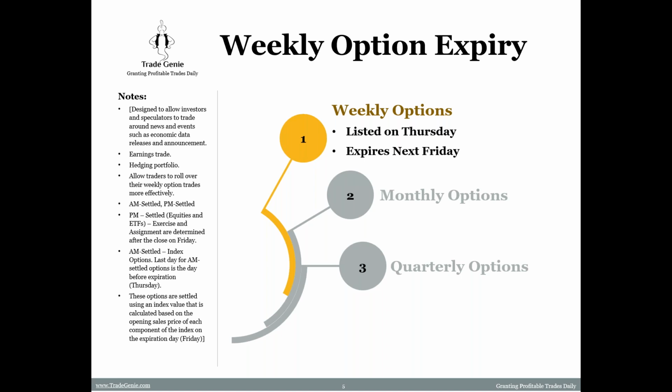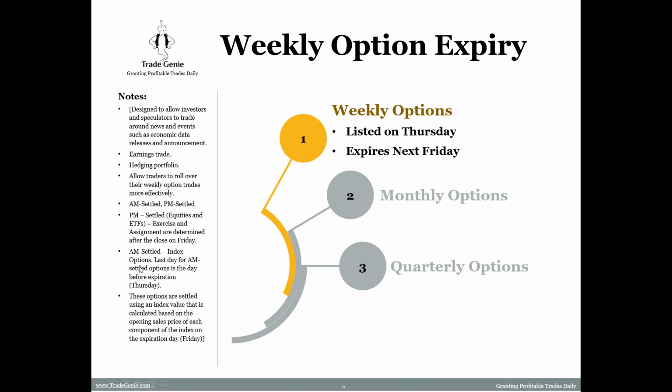Exercise and assignment are determined after the close on Friday. So options expire on Friday, let's say a weekly option expiring on Friday, but you can get assigned the next day, on Saturday morning. Everything is determined after the close on Friday. That is called PM settled.